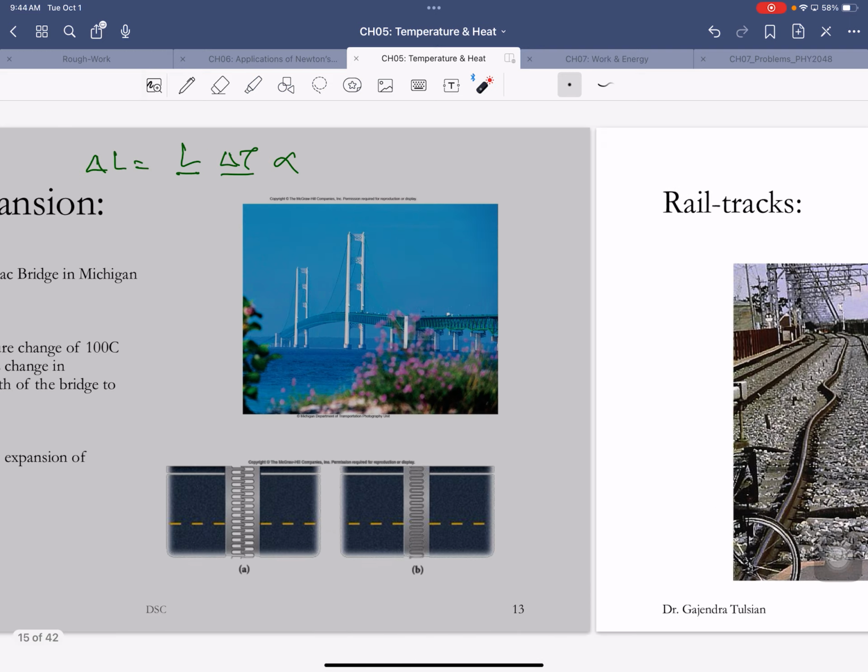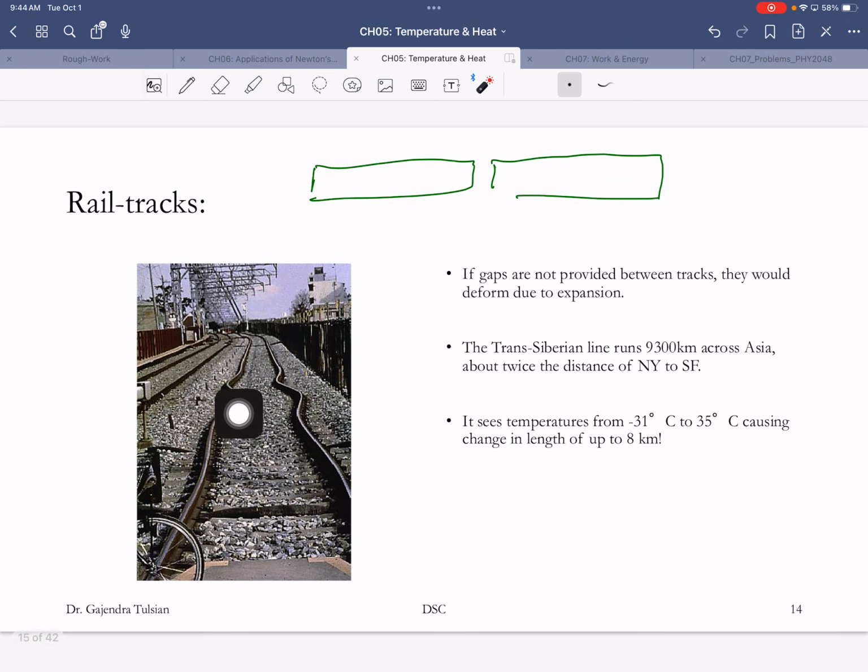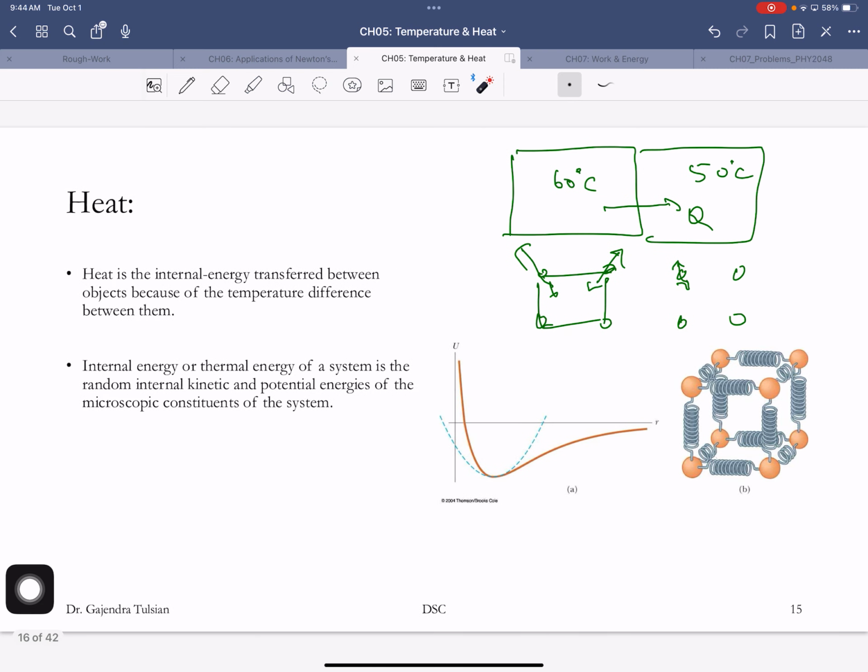And that's what has happened here. You see on these train tracks, there's not enough gap between the rails, and they pushed against each other and deformed, and this would lead to derailment. When you heat this object again, it will vibrate with greater amplitude, it will expand, it'll have potential energy, kinetic energy.